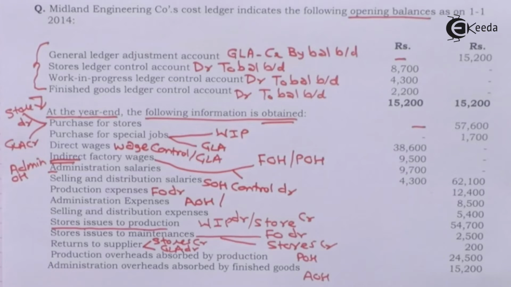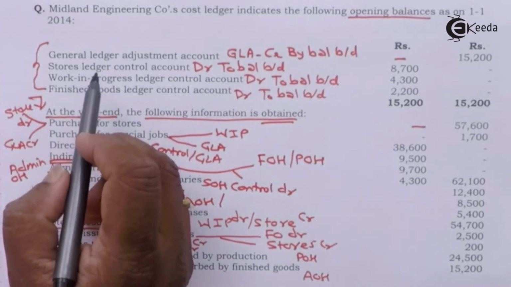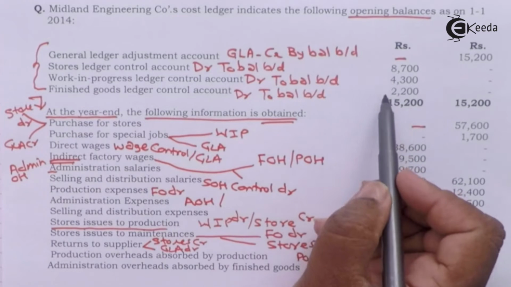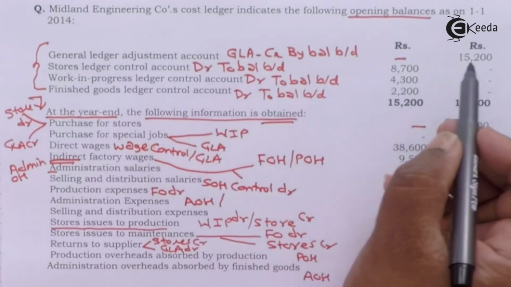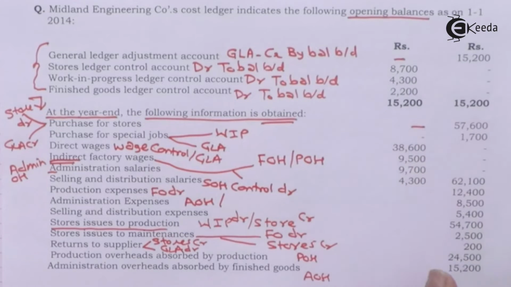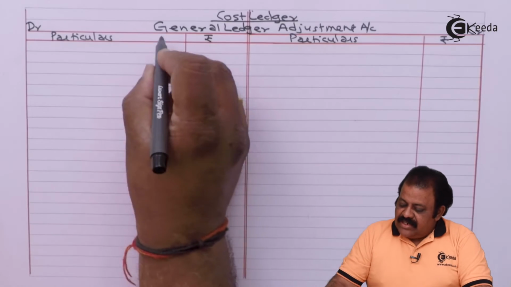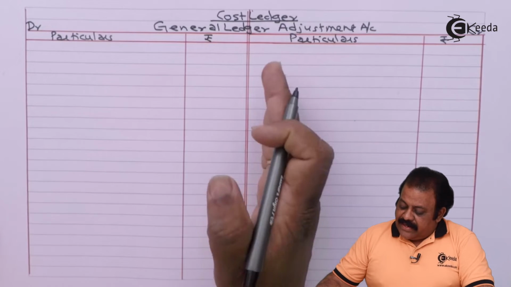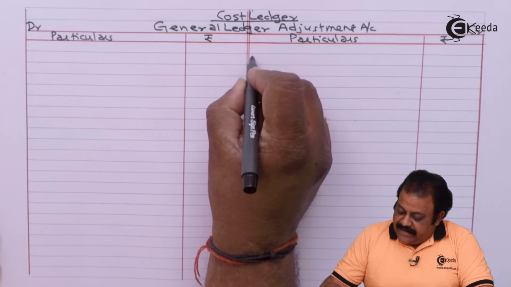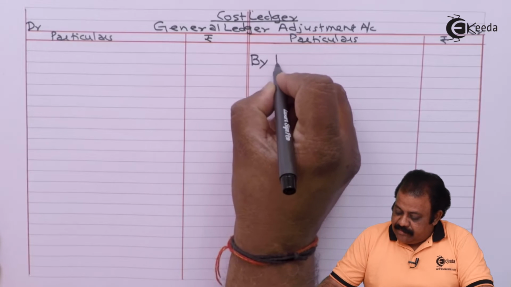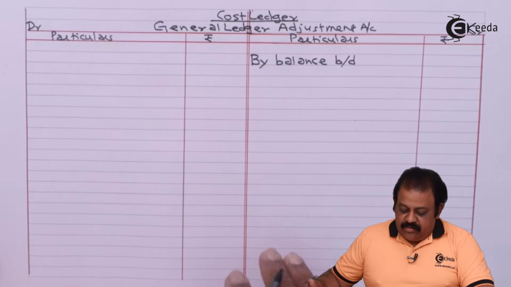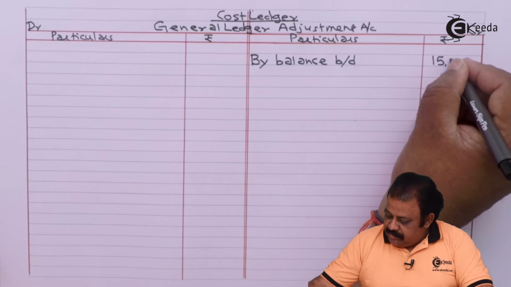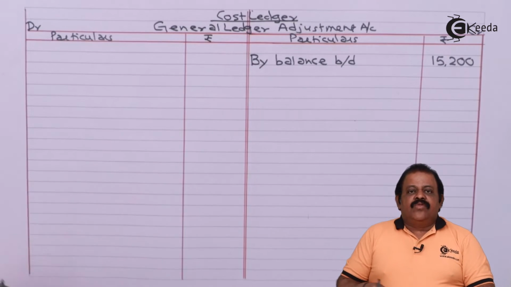We have opened all necessary accounts. We'll start doing posting now. We have to record opening balances which are given as on 1st January 2014. General ledger adjustment account credit balance 15,200. In general ledger adjustment account, on credit side, here we will be writing by balance brought down 15,200.